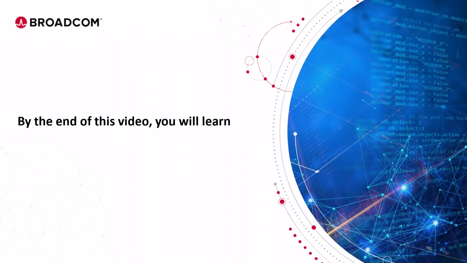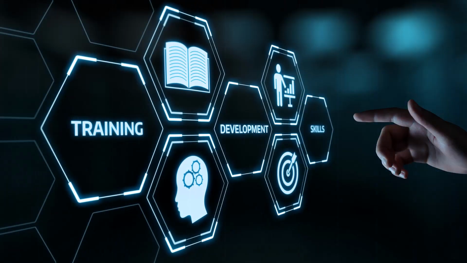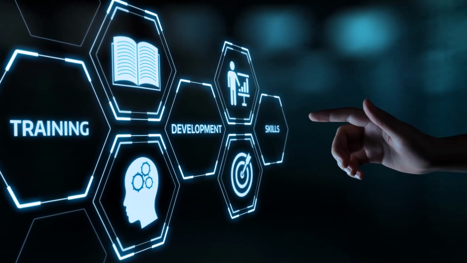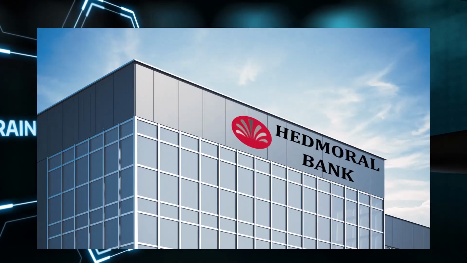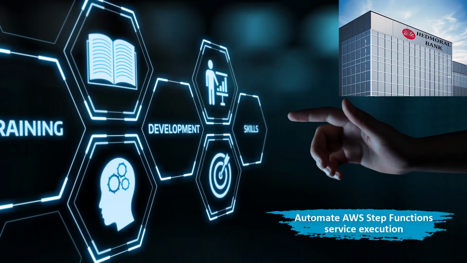By the end of this video, you will learn about AWS Step Functions jobs in AutoSys and how to execute the AWS Step Function service to orchestrate the execution of multiple AWS services in the AWS console. To enhance your learning experience, we will use a fictitious bank called the Hedmoral bank as an example and demonstrate how to automate the AWS Step Functions service execution.